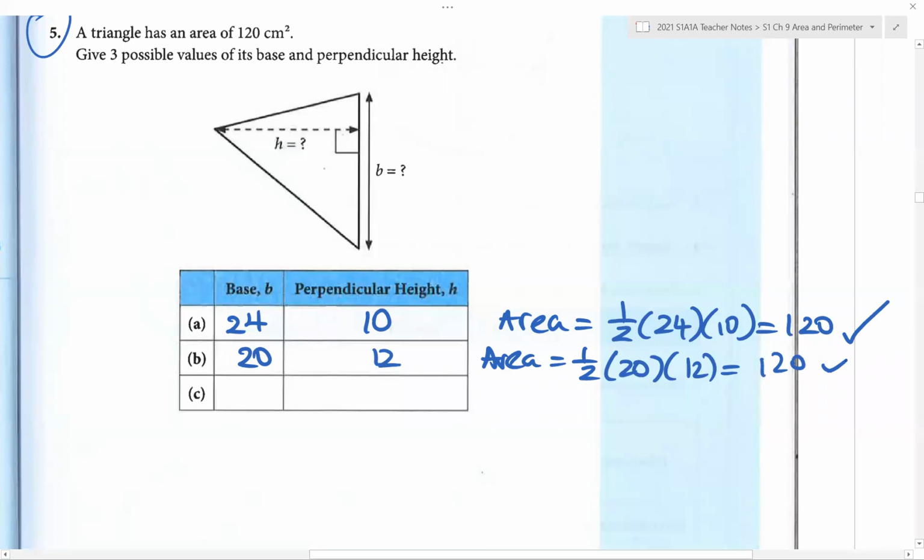Yes, Shah. 8. How much? 15. Okay, let's try that out. Area half times 8 times 15. So do we get 120?